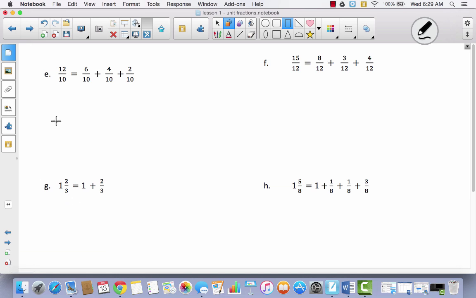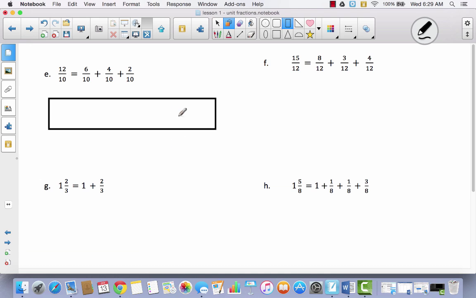So let's go ahead and draw our tape diagram. So you're going to notice that this one's just like the last one that we did. It's more than one hole. So we're going to make this one. Let's go ahead and label our hole. Let's make this one hole. Okay, and then we've got to divide this into 10 parts. I'm going to divide it in half first, and I'm going to divide each half into 5 parts.